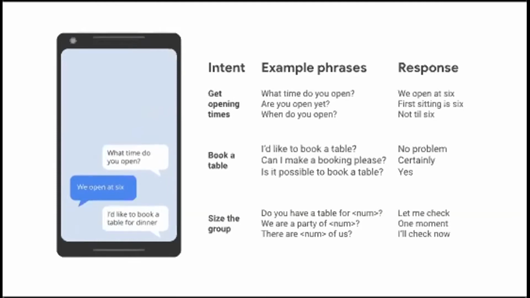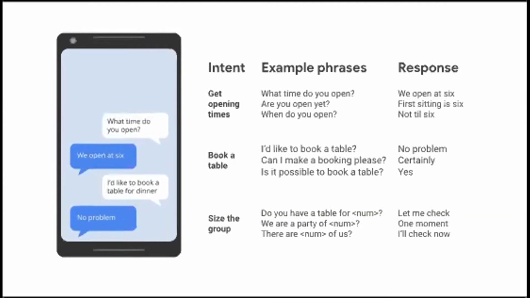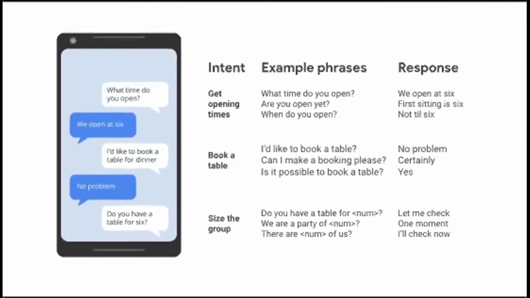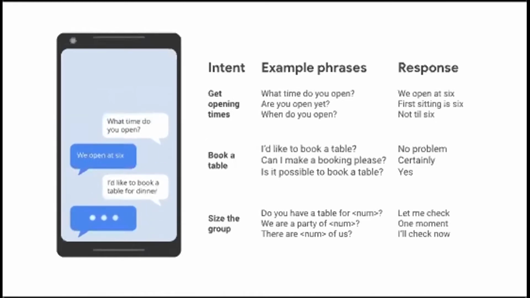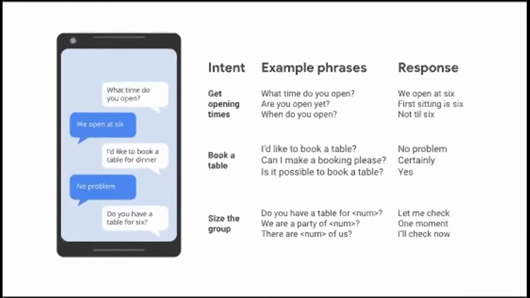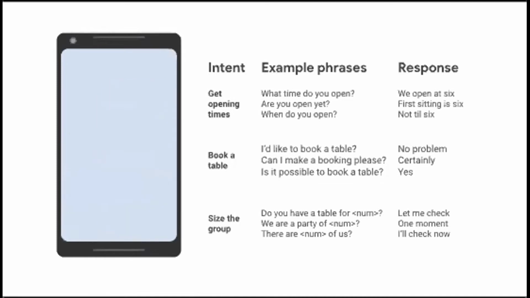So what you would do when you're using Dialogflow is say, hey, there's this intent that I want you to take care of, which is called get opening times. And someone who wants to get opening times may say, what time are you open? Are you open yet? When do you open? You give a few examples like that. And then the ML engine would just generalize, oh, this is what someone can say to get to that intent. The ML engine understands what you want to do.